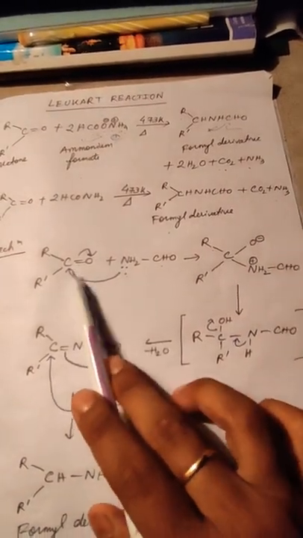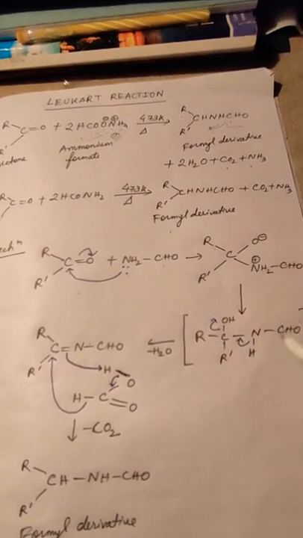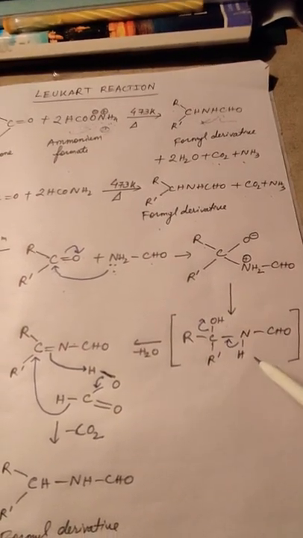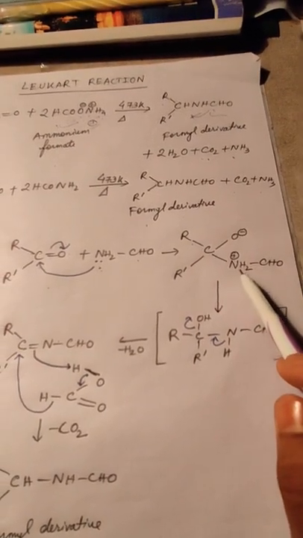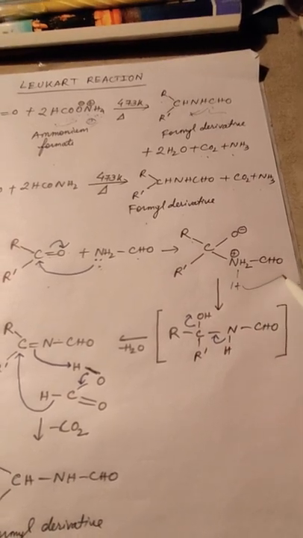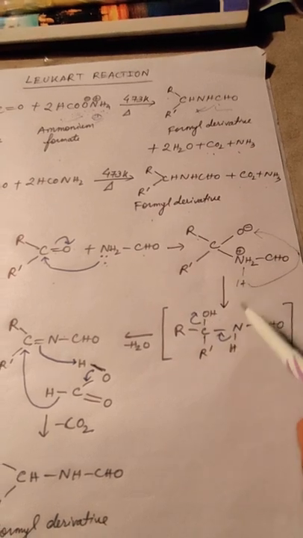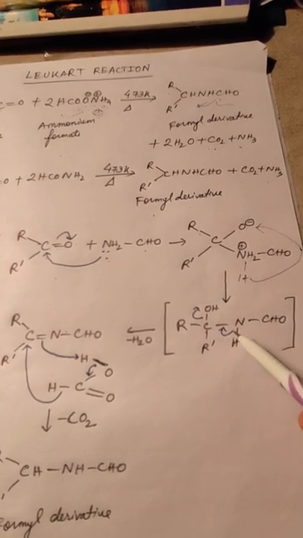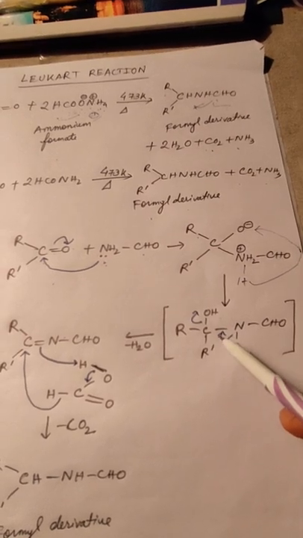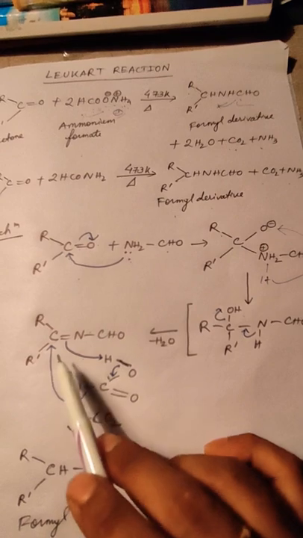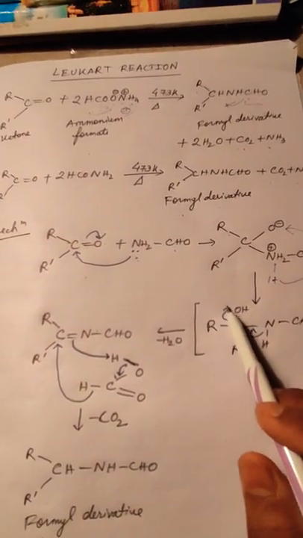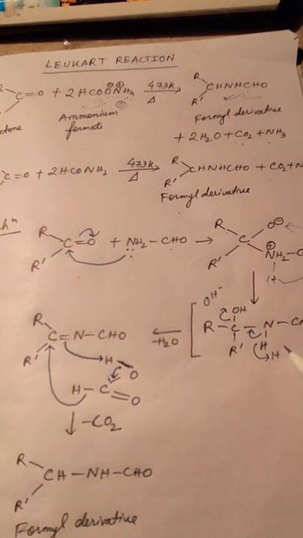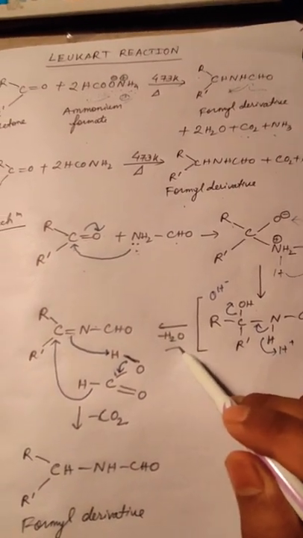When this nitrogen attacks here, it gains a positive charge and oxygen gains a negative charge, and this is the next intermediate. From here one H of the NH2 is transferred to the O minus, so it gains OH and this is NH. The remaining bond shifts to the adjacent bond, so it gains a double bond, and from here this OH is released as OH minus and this as H plus. So this is released as a water molecule, H2O.